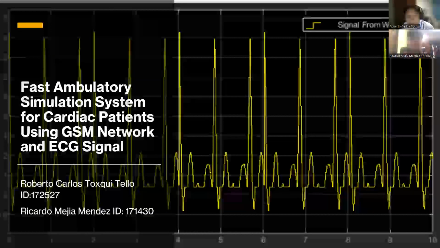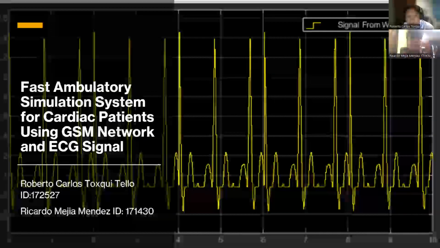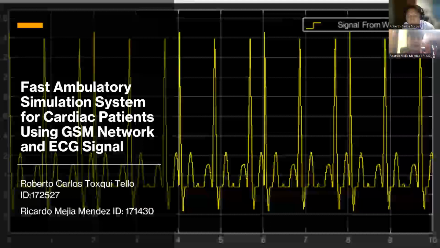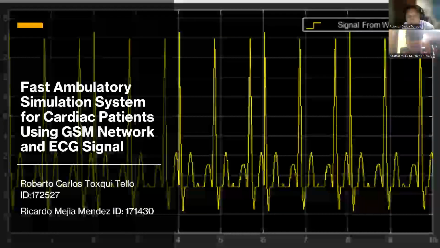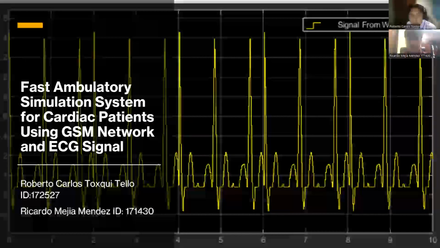Hello, today we're going to talk about a fast ambulatory simulation system for cardiac patients using GSM network and ECG signal.